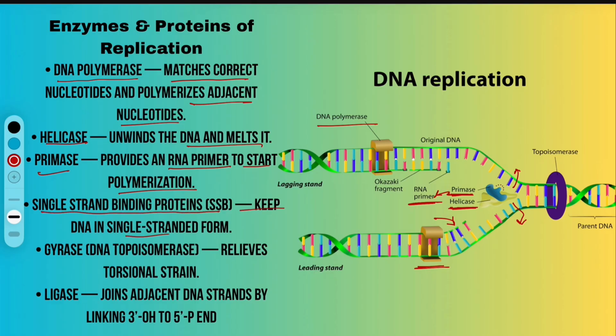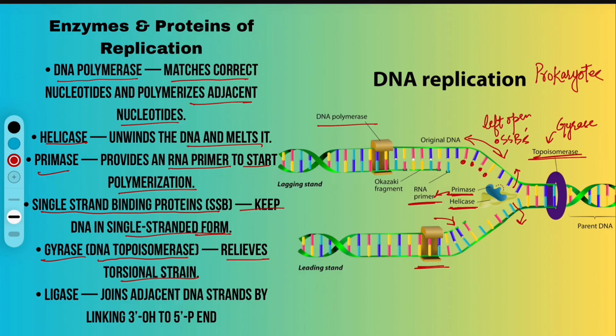Next, single strand binding proteins, SSB proteins. When the DNA is unwound, it can't stay in single stranded form. So they bind to the DNA and stabilize it so that it does not bind to any other complementary strand. Next is gyrase. Gyrase is a topoisomerase which relieves torsional strain. DNA, we know the structure, is like a braided structure, so it opens up the structure and releases the torsional strain.